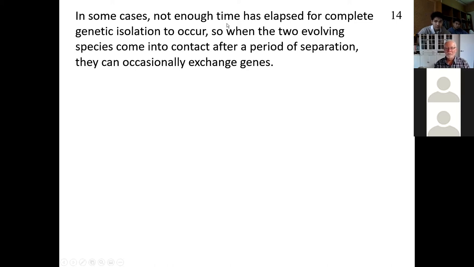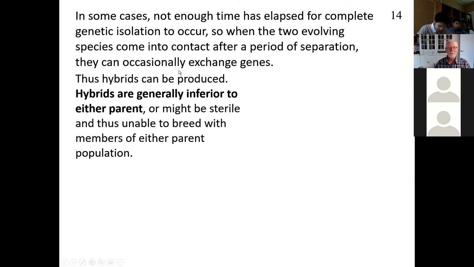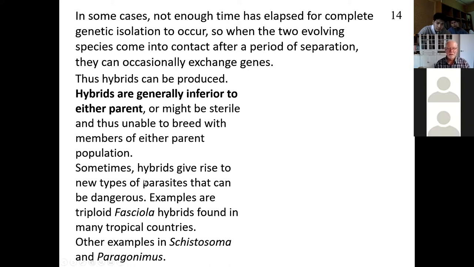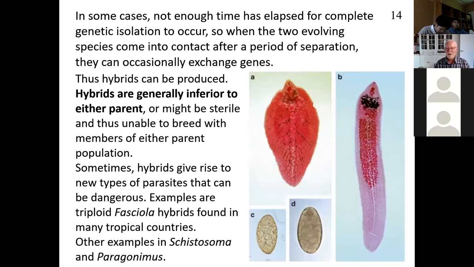One of these concerns time. Sometimes there has not been enough time for complete genetic isolation to occur. So when two species come into contact after a period of separation, they can exchange genes and produce hybrids. Now there are many kinds of hybrids in nature, and some of these hybrids are parasites, which can in fact be quite dangerous. One example of hybrids is in Fasciola hepatica, the common liver fluke, and Fasciola gigantica, the large liver fluke. Fasciola gigantica occurs in Thailand. It's very large. It's usually in cattle, sheep, and so on, but occasionally it infects humans.